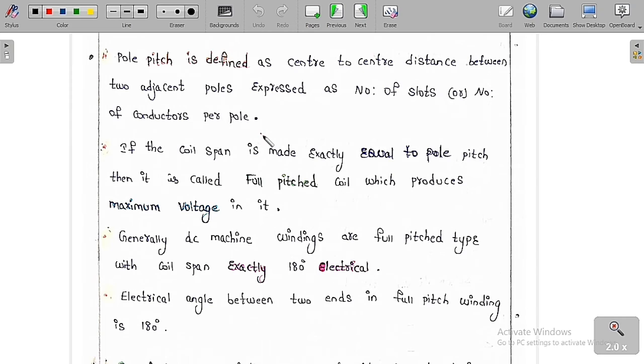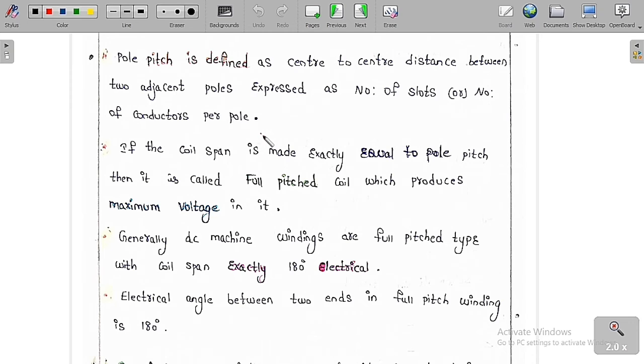The pole pitch formula is 180 degrees, which means the number of slots per pole. So pole pitch means the total number of slots by total number of poles. We can say simply that the pole pitch is defined as the center to center distance between the two adjacent poles, expressed in terms of number of slots or number of conductors per pole. The formula is pole pitch is equal to total number of slots by total number of poles.